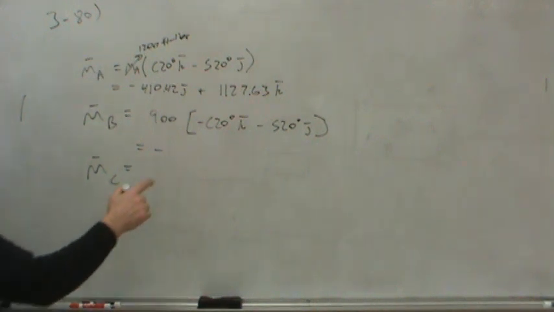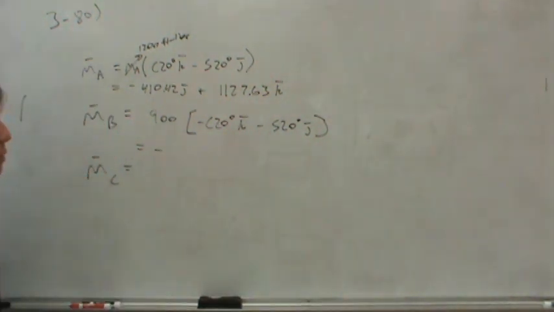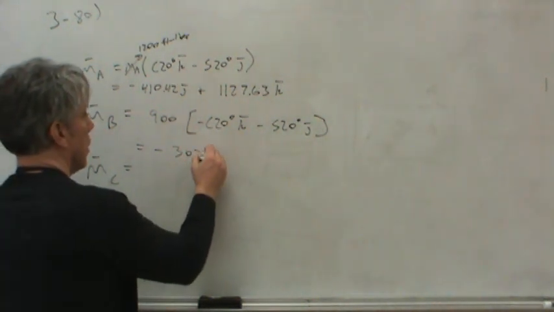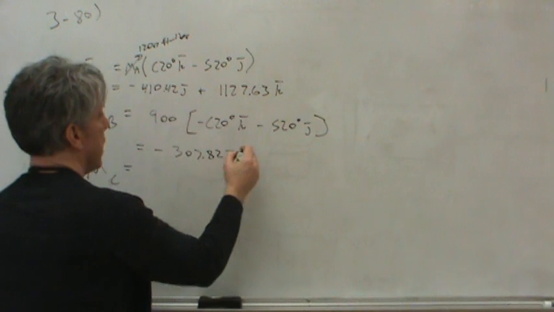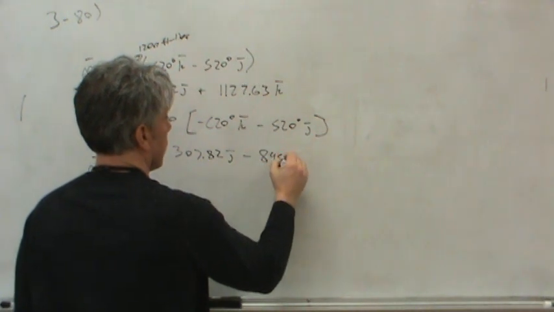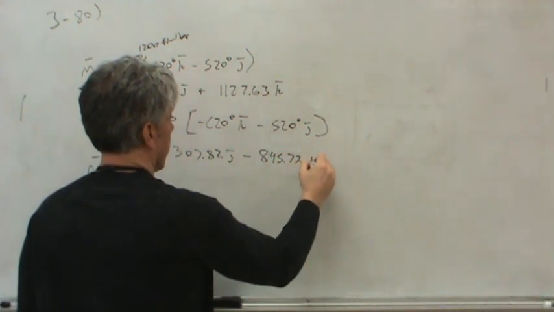Well, give me sine first. 900 times sine of 20 degrees. We'll put them in proper order. 900 times sine of 20 is 307.82. Thank you. How about cosine 20 times 900? 845.72, and that's in the k direction.